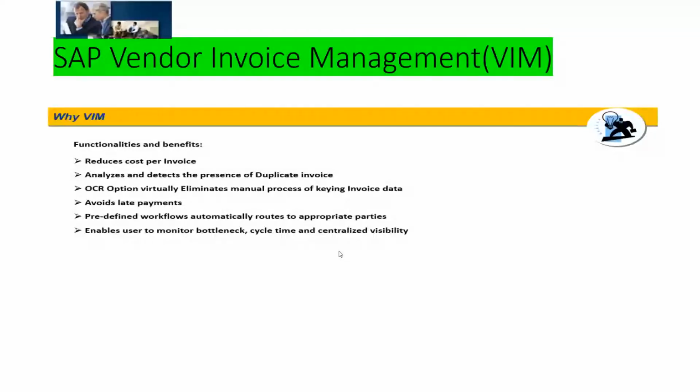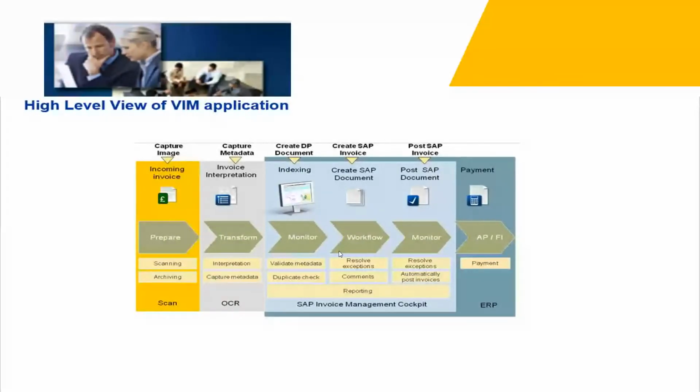Okay, so let's move to the next slide. So this is the high level of the VIM application. Here you can see the incoming invoice. You may get the invoice through mail, as a paper document, that is a hard copy invoice, or in the mail as a PDF form of the invoice. Thirdly, you can get the invoice through iDoc. There are different sources of invoice you can get.